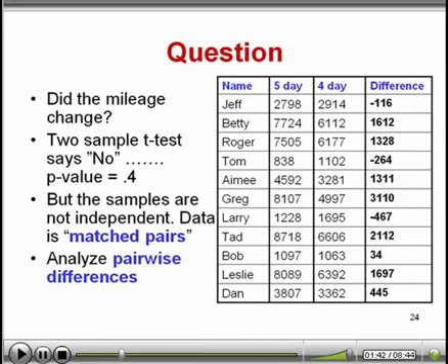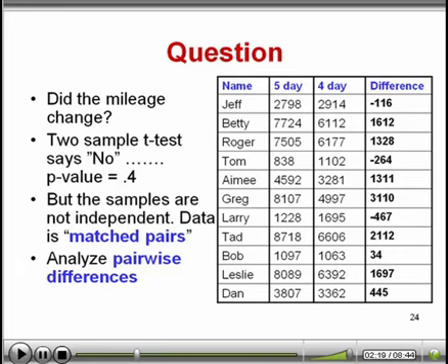If we failed to recognize the pairing here, we might incorrectly run this as a two-independent sample test. This would result in a p-value of 0.4, and we would conclude that there's nothing in this data to suggest a difference in miles driven as employees went from a 5-day work week to a 4-day work week. What we really want to do here is not to analyze the two sets separately, but rather to take advantage of the pairing and analyze the difference in miles driven.